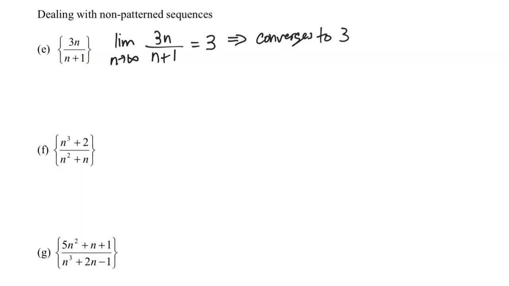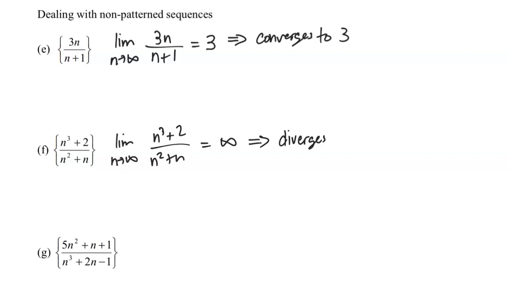Okay, letter F, again, same thing. We're going to take the limit as n goes to infinity, this time of n cubed plus 2 over n squared plus n. And I see here that the exponent is bigger on top, and therefore this limit is going to equal infinity because there would not be a horizontal asymptote. It would fall into the Botten category. And whenever that limit is infinite, we say that the sequence diverges.